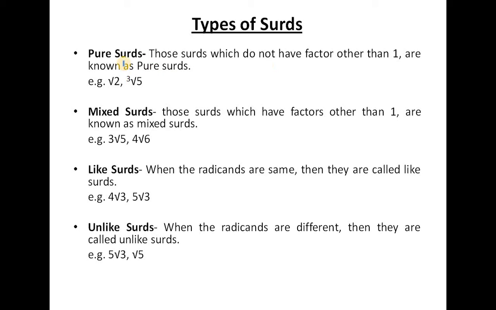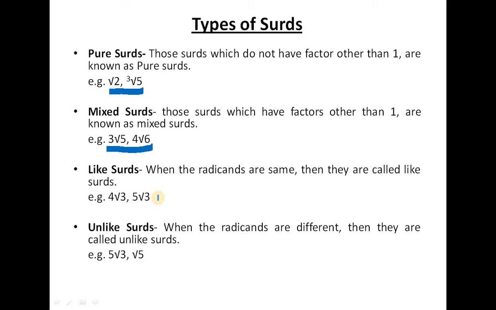Now types of surds. Pure surds: if two surds have no common factor other than 1, then those surds are known as pure surds. For example, root 2 and cube root of 5. There is no common factor other than 1, so these two surds are known as pure surds. Now mixed surds are the surds where you can find factors other than 1. So 3 into root 5 and 4 into root 6. What is the common factor here? The common factor here is root 3. 3 can be written as root 3 into root 3, and root 6 can be written as root 2 into root 3. So root 3 is a common factor here. So this is known as mixed surds.